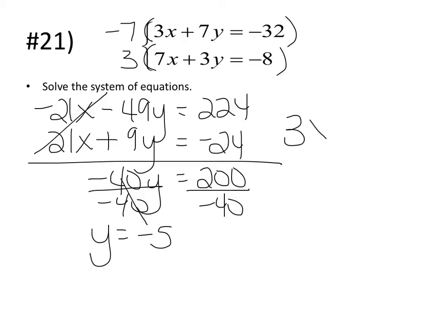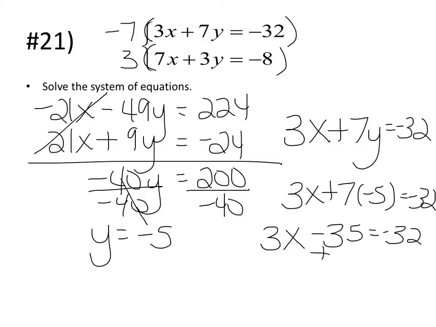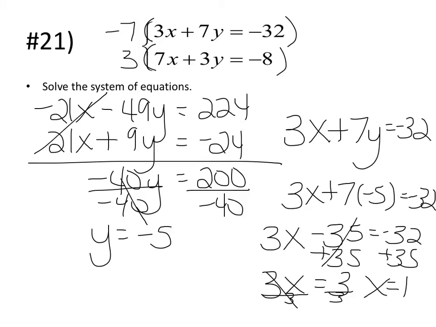And you're going to plug back into one of your equations, doesn't matter which one. So I've got 3x plus 7 times negative 5 equals negative 32. 3x minus 35 equals negative 32. Add 35 to both sides, you get 3x is equal to 3. Divide both sides by 3, you get x equals 1. So your ordered pair is 1, negative 5.